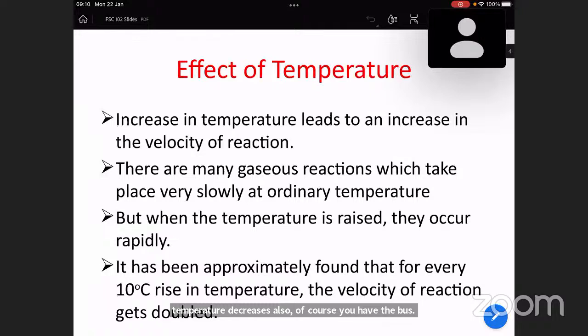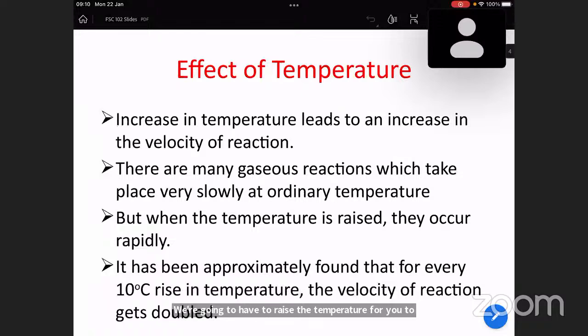Now, there are many gaseous reactions which take place very slowly at ordinary temperature. At room temperature, there are certain reactions that can take place, and there are certain reactions that won't even take place at all at room temperature. You're going to have to raise the temperature to be able to have that reaction.